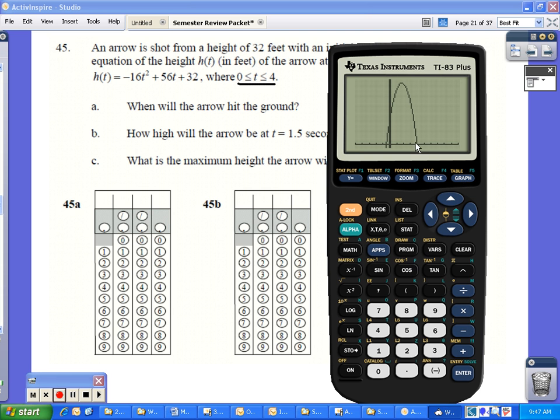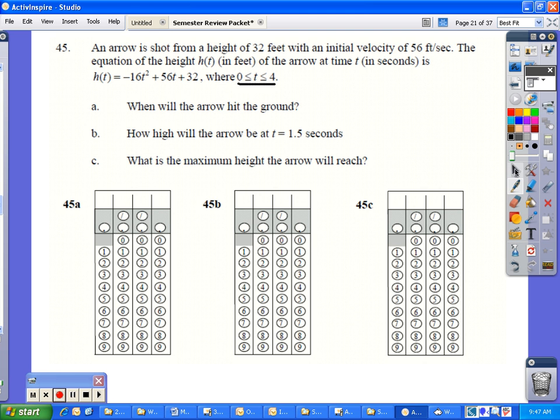Notice again, it only goes up to 4 right here. So when you are looking at the graph, you can look for all of the key pieces of information. You know that since the constant here is 32, that is the y-intercept, and that is where it's starting. That is your initial height. It's from a height of 32 feet. So it's starting at time 0 at 32 feet. It's going up and it's coming back down.